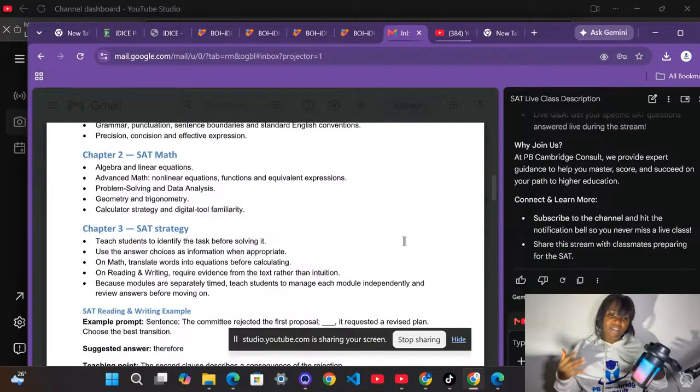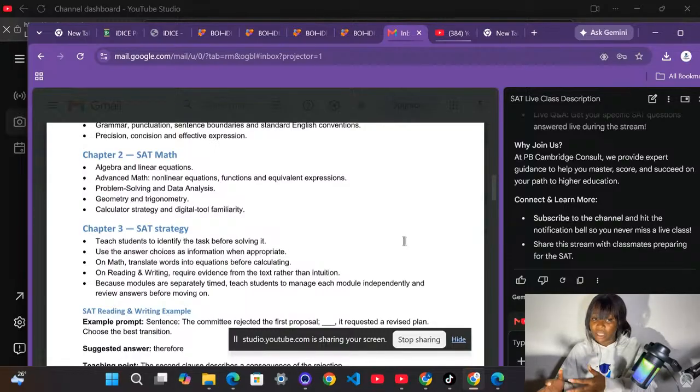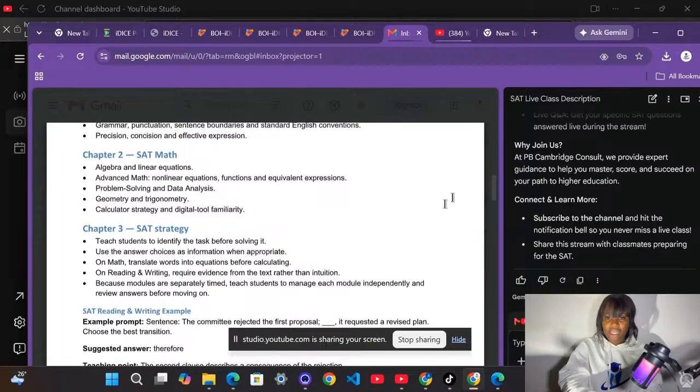Because the modules are separately timed, each student needs to be able to manage their time independently. You need to manage each module's time independently and review answers before moving on. That means after the reading and writing section, which is going to take about 64 minutes, let's say you answered all your questions in under 50 or 60 minutes, you have some time to review all your answers before moving on to the next one. So make sure you pay attention to the class, and we're going to take it one step at a time.